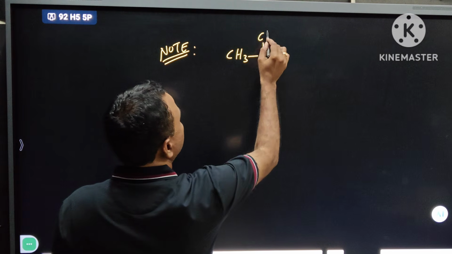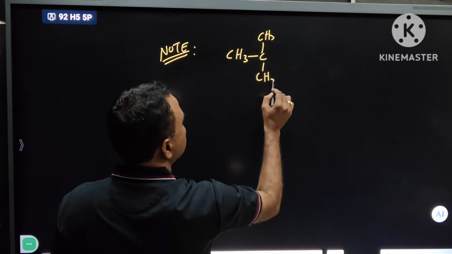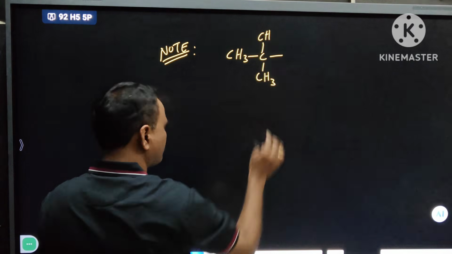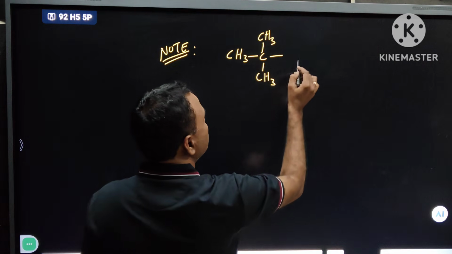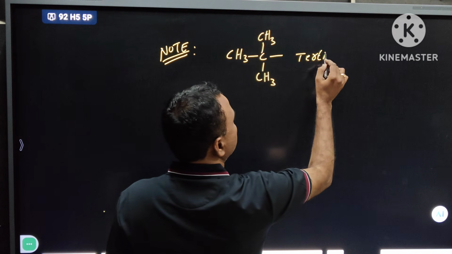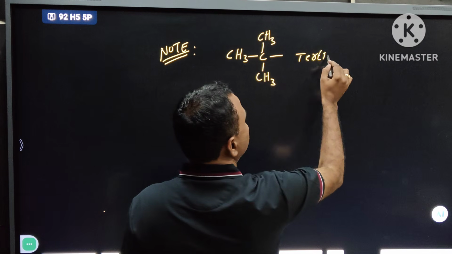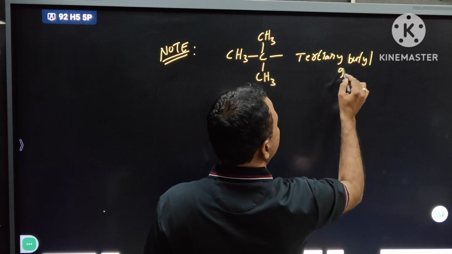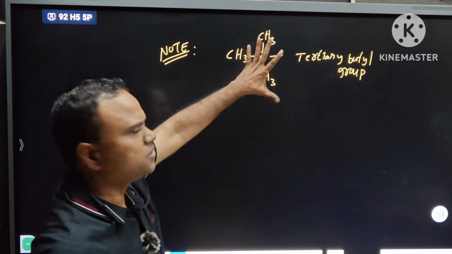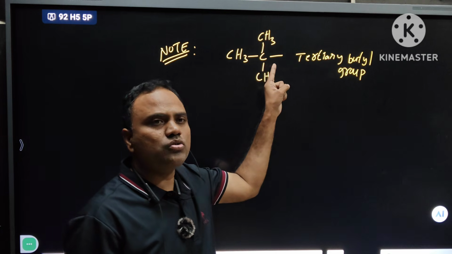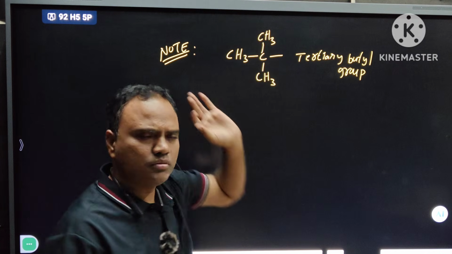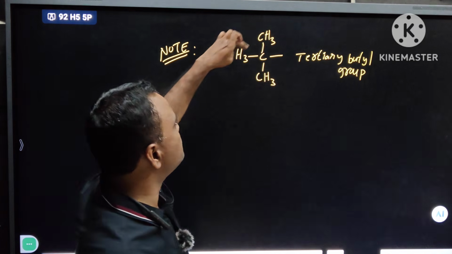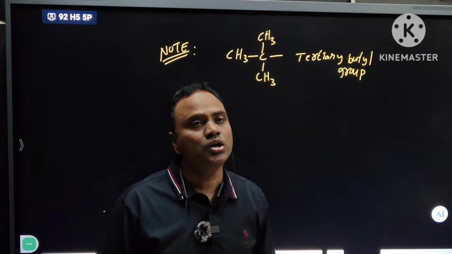Whenever you observe this type of structure, this type of unit, you have to call it a tertiary butyl group. Tertiary butyl group. This part, one carbon which is surrounded by methyl groups. Tertiary butyl: 1, 2, 3, 4 carbons. That's why we are calling it a butyl.